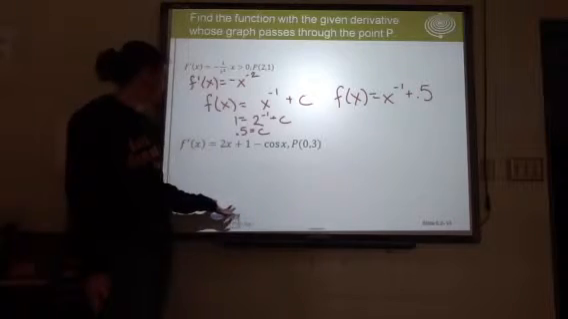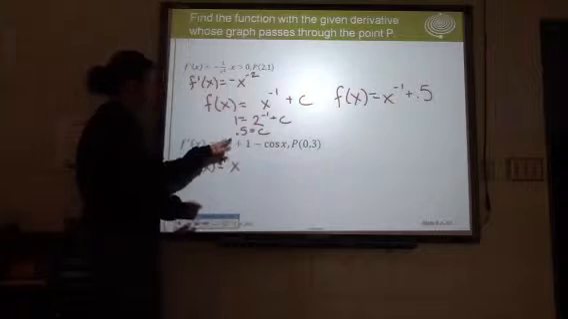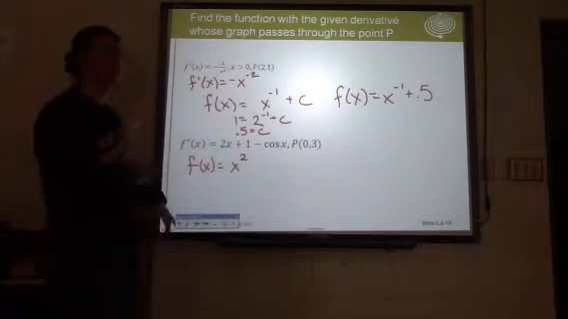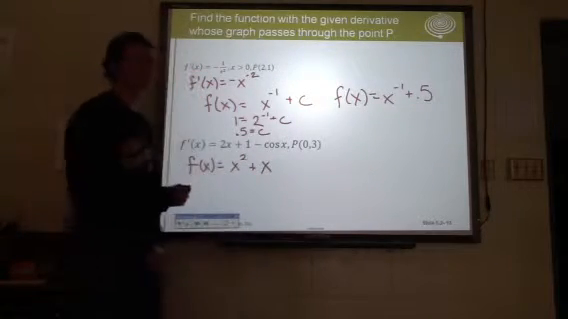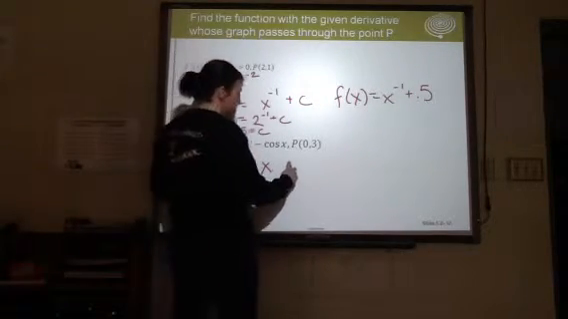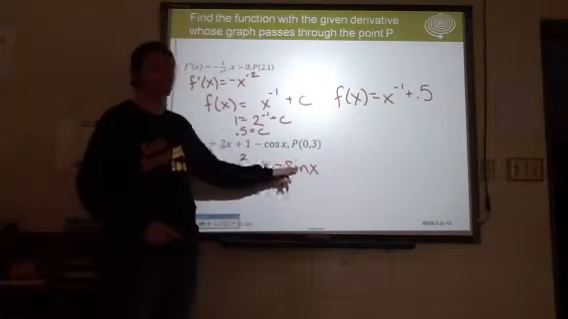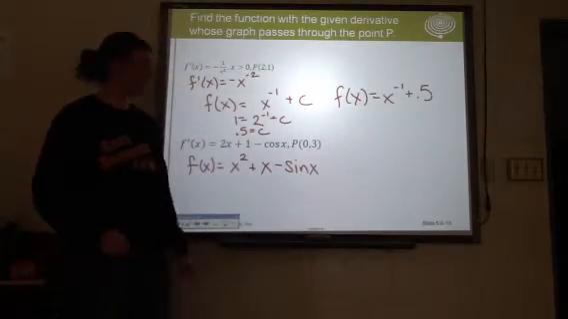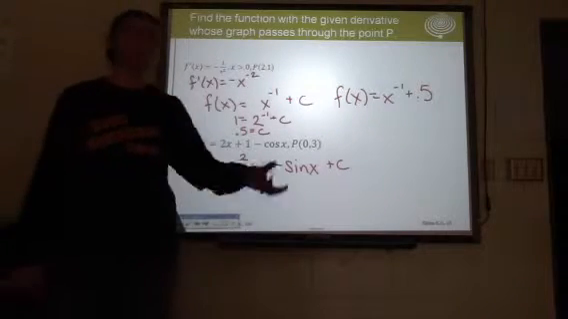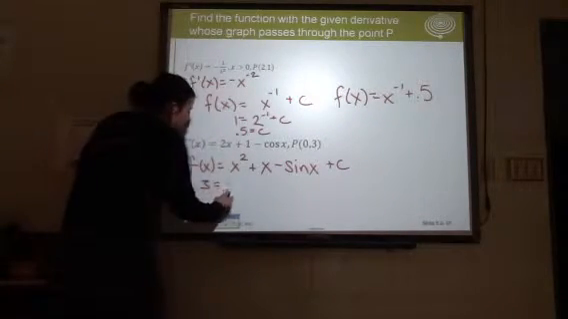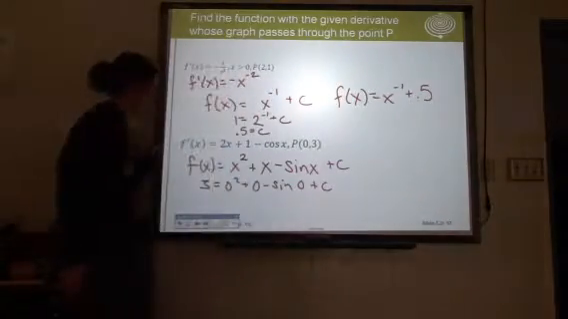Doing the same thing for this one. My antiderivative, add 1 to the exponent. Maybe now would be a good time to pause and try this yourself. Plus the antiderivative of 1. Plus the antiderivative of cosine. The derivative of sine is positive, so that means this negative must still be there, plus c. Substitute in your 0 for your x. Substitute in your 3 for your y. So 3 equals 0 squared plus 0 minus the sine of 0 plus c.